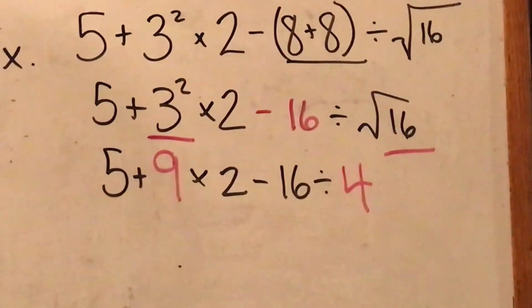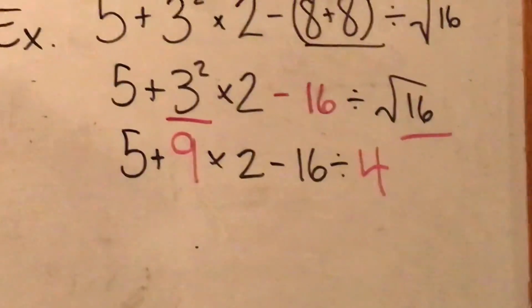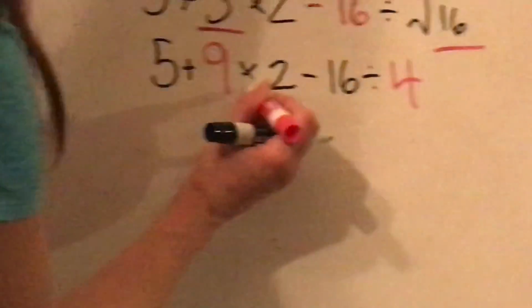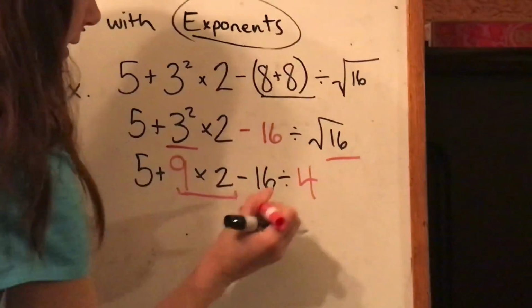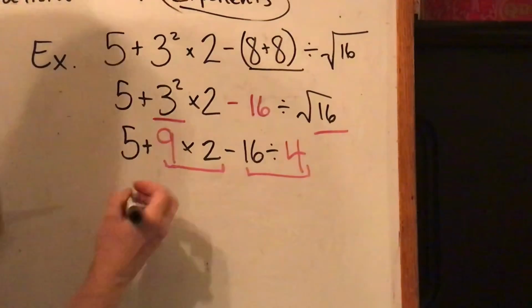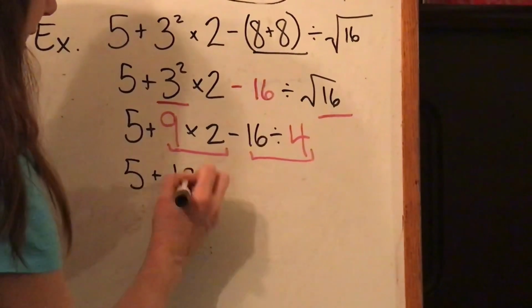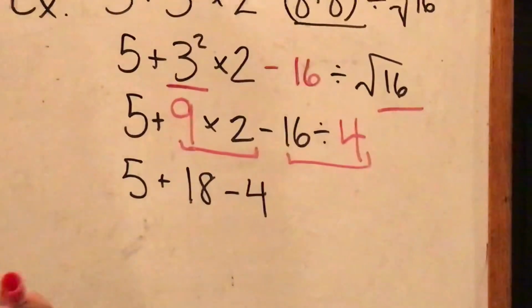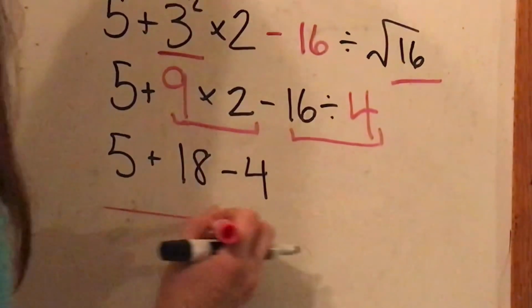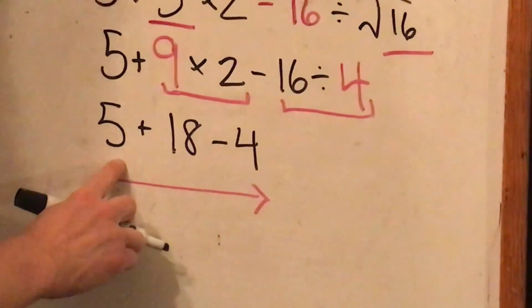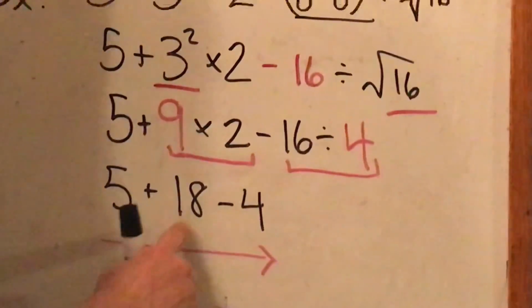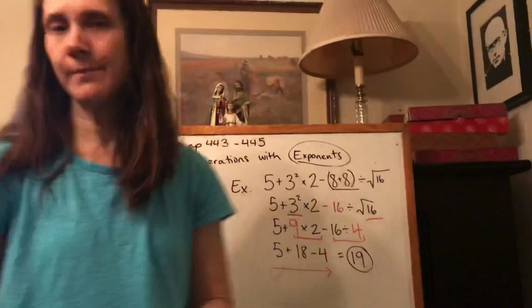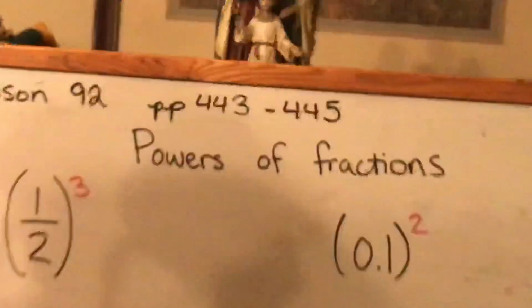All right. Now we're going to move on to multiplying and dividing, from left to right. So that would be this right here and this one right here, in that order. So that is 5 plus 18 minus 4. Now we're just going from left to right this way. So 5 plus 18 is 23, and 23 minus 4 is 19. So that's our answer.